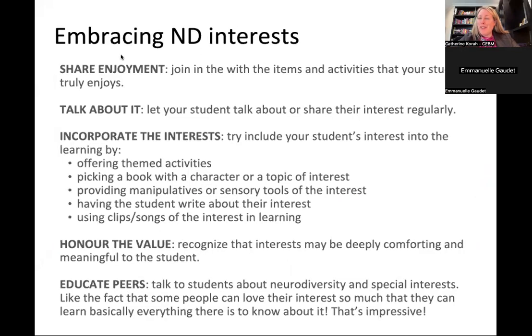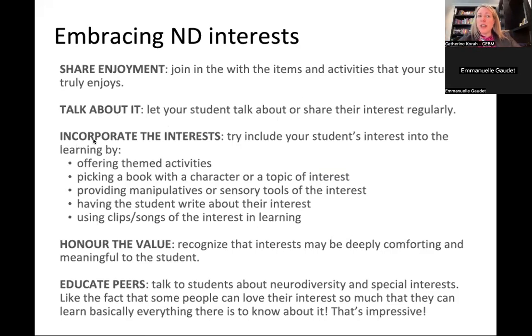In terms of their interests, when they have these very intense, minimal interests in minimal things, how can we help share the enjoyment of those interests, join in with the item or the activity that the student really truly enjoys? Being able to talk about it. So let your student talk about this or share their interest regularly, even if you've heard it a million times. For you, it might be annoying, but for them, they love it so much that every time they do it, they love it just as much.